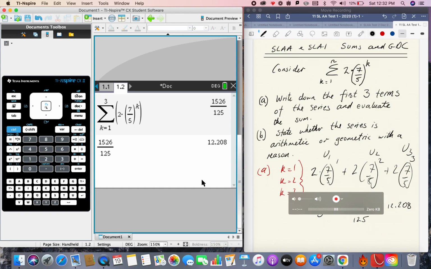Okay, state whether the series is arithmetic or geometric. Well, you can probably see, can't you, as you move from one term to the other, what's happening? Can you see it's got an extra 7/5? So it's actually r equals 7/5. This is part B. So this is definitely geometric.